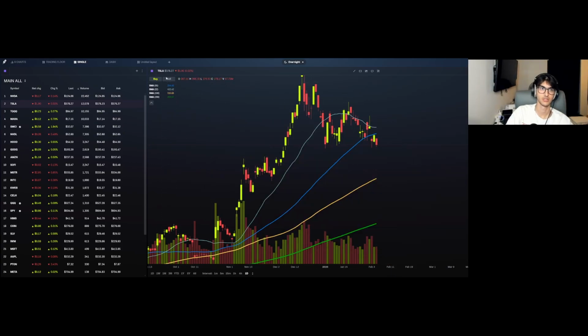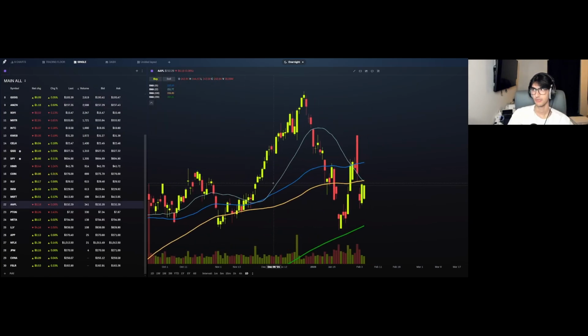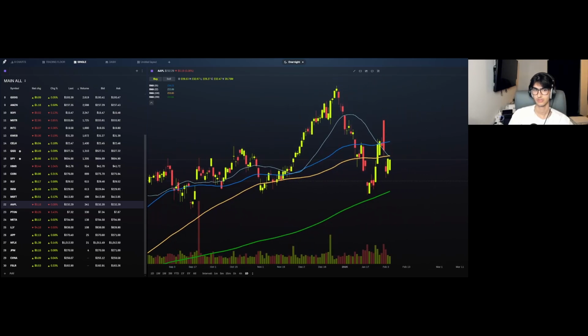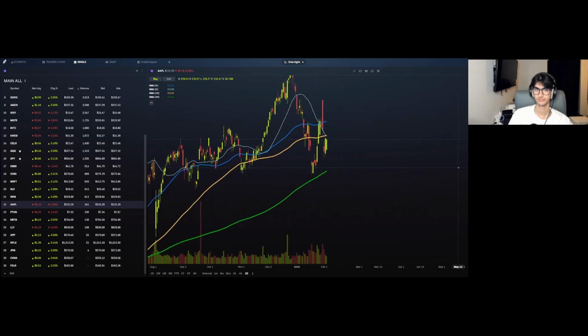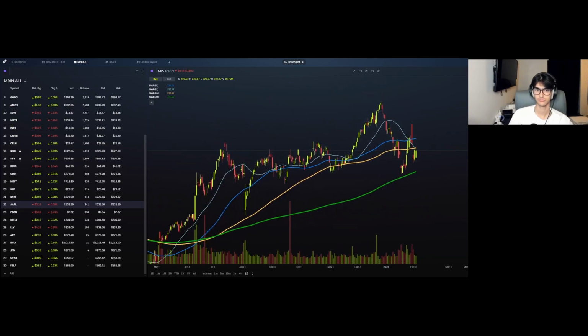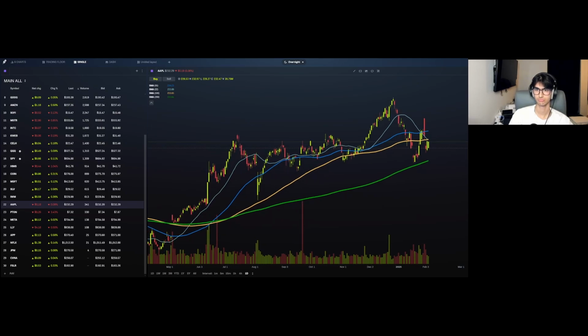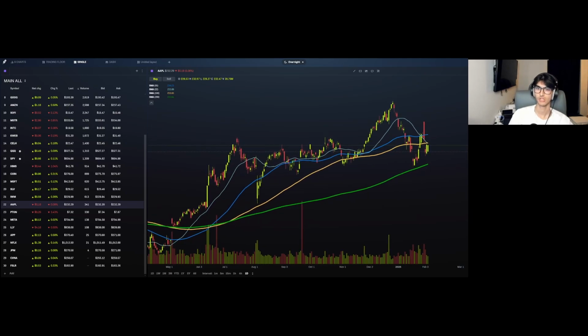Okay, Apple. Let's look at Apple. Actually, it's not terrible. Do I like it a lot? Not really. Once again, I won't look at any of the Greeks. We'll just try to analyze this purely based off the chart.